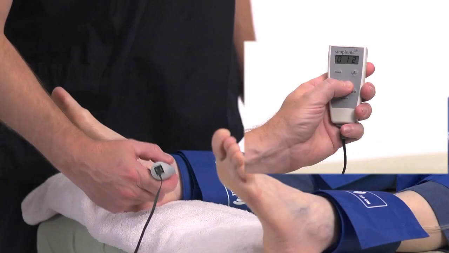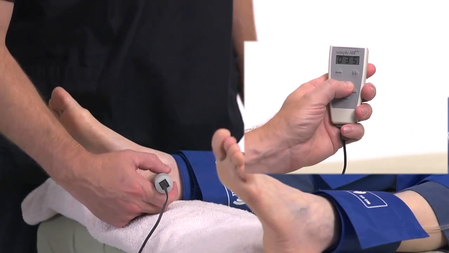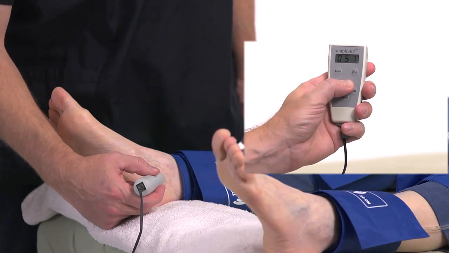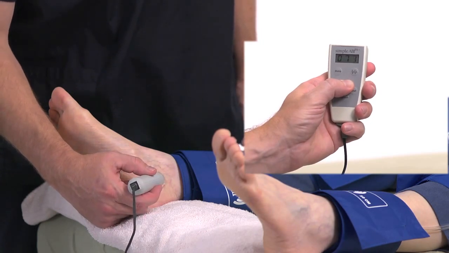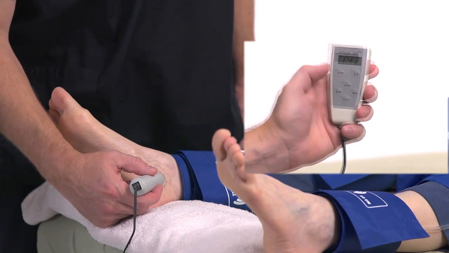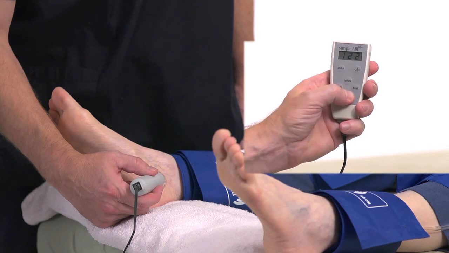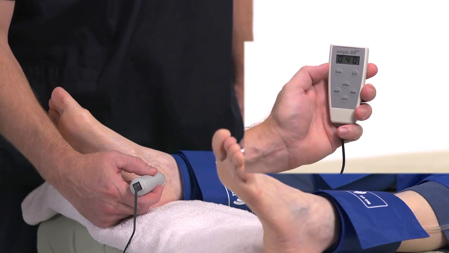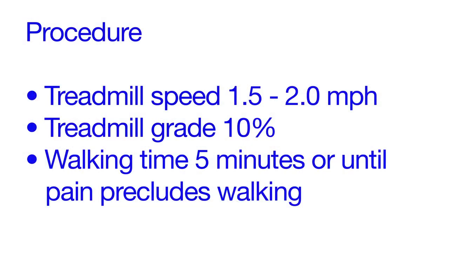Perform an ABI as discussed in the previous section on the ABI test. For this test, the ankle pressure needs to be done using only one artery. Use whichever one is easier to find and maintain. No PVR waveforms need to be taken. Following the resting test, the patient is screened for contraindications. If the patient has no contraindications, you may proceed.